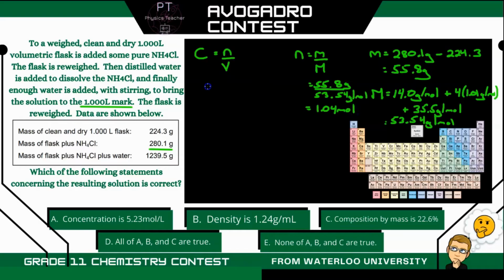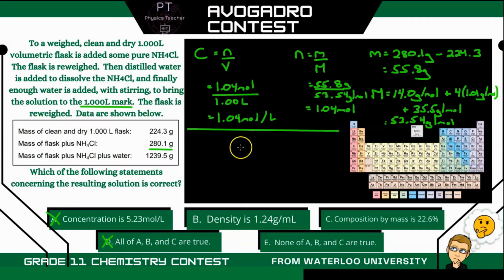And if we substitute that in here, so we have 1.04 moles of the solute in a 1 liter solution, we get a concentration of 1.04 moles per liter. So that's not what this says, so this is not true. Since that's not true, certainly they're all not true. So we can already eliminate A and D.